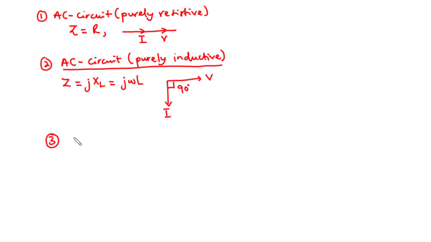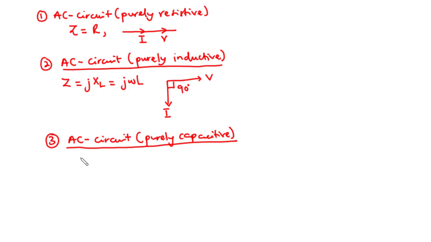3. Still considering the AC circuit, that is a purely capacitive circuit, the impedance of the circuit is given by Z equals negative J times 1 over omega C, and in such a circuit the current is said to lead the voltage by 90 degrees.